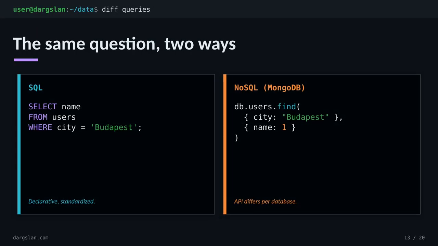So let's see what that actually looks like in practice. Same question: give me the names of users in Budapest. Expressed two different ways. On the SQL side, you describe what you want. SELECT name FROM users WHERE city = 'Budapest'. It's declarative and standardized across databases. On the MongoDB side, you're calling a method on a collection, passing a filter document and a projection. It works, but notice, this syntax is specific to Mongo. Switch databases and the API changes with you.